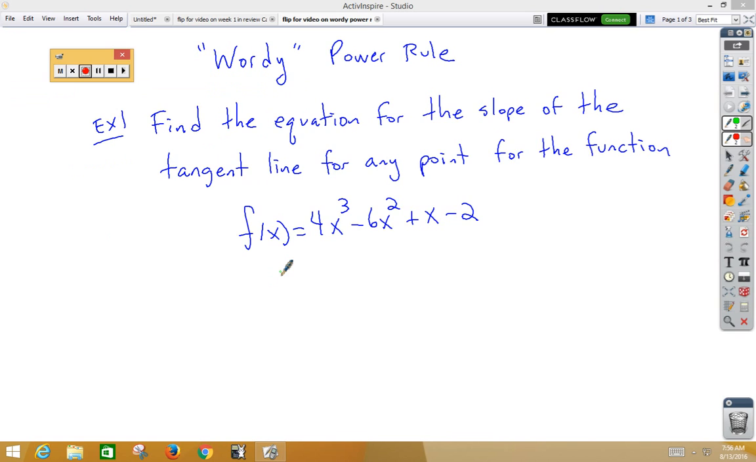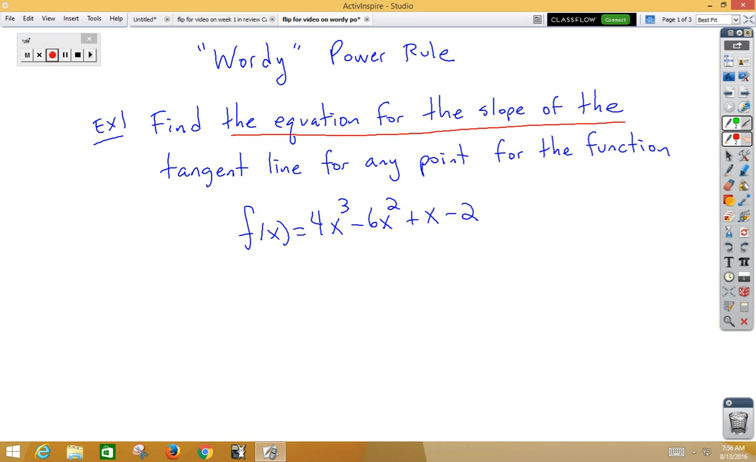Sometimes the AP exam questions get a little wordy, so let's practice some power rule problems that are wordy so we can look at our vocabulary. In this first example, it says find the equation for the slope of the tangent line for any point for the function. Now, finding the equation for the slope of the tangent line is finding the derivative. So all they're asking us to do is find f prime.